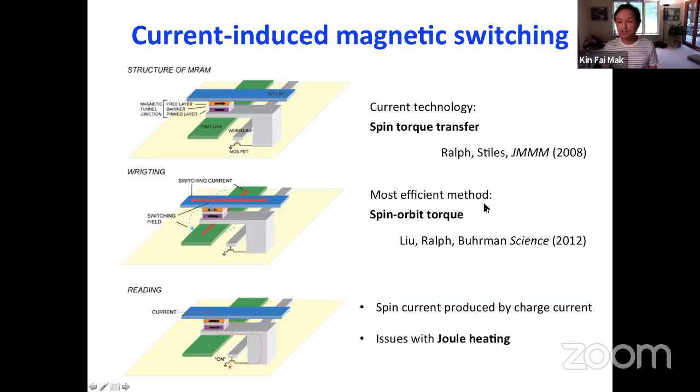Okay, and since a charge current is involved in this kind of technique, there is always an issue with Joule heating, so that you always produce lots of energy in switching one bit of magnetic information. And you can actually estimate how much energy you need. It's about 1 billion kT. kT is the room temperature energy scale. That's how much energy you need in order to switch one bit of information. And it's extremely inefficient, even with improvement compared to using a bare magnetic field.